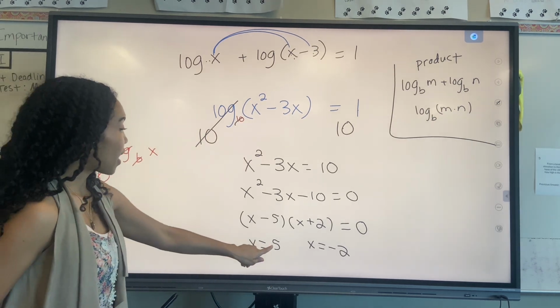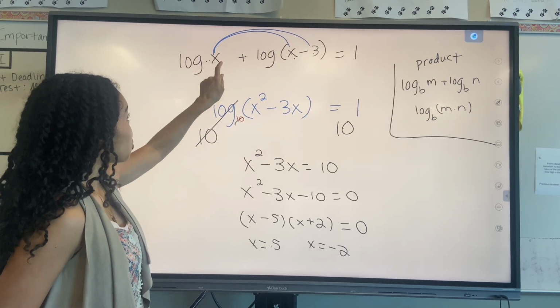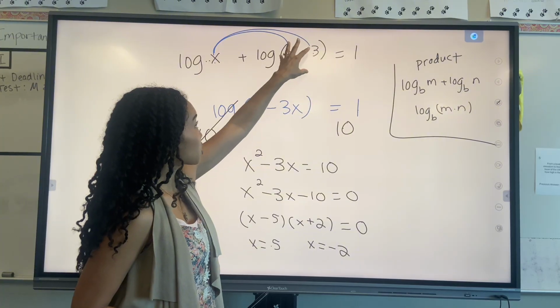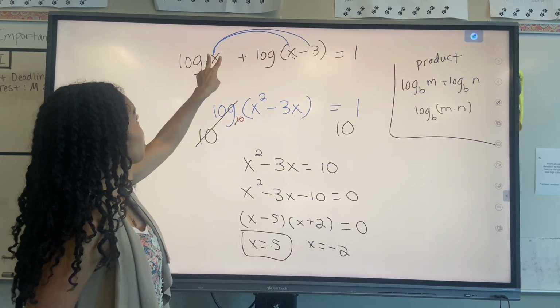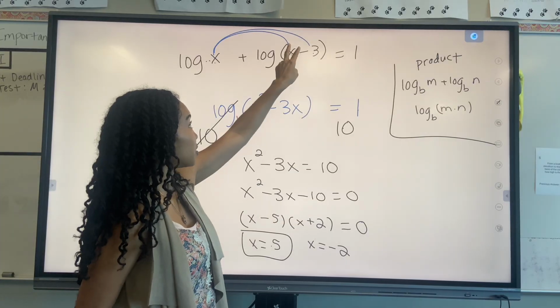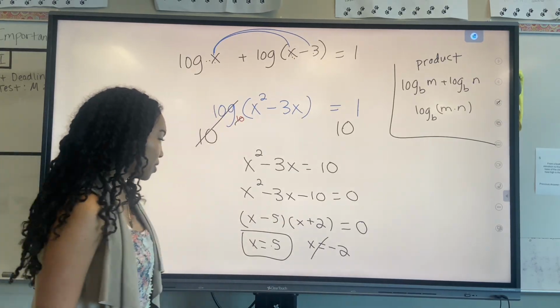So if I plug a 5 back into the problem, this will still be positive. 5 minus 3, that's positive, so this is good. Plug in a -2, nope, it's negative. And if you plug in here, negative. Okay, so your answer is just 5. Yep, just 5.